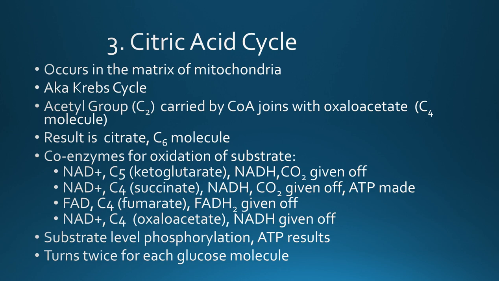Then it's FAD's turn. It's going to convert the succinate into fumarate. FADH2 is given off. And last but not least, NAD+ is in there again, converting that 4-carbon molecule back to oxaloacetate, and we get another NADH. This ATP that's made in the citric acid cycle also comes from substrate level phosphorylation. Again, this process has to turn twice for each glucose molecule because we'll have the 2 acetyl-CoAs to put in.